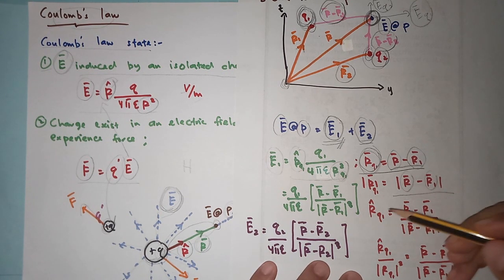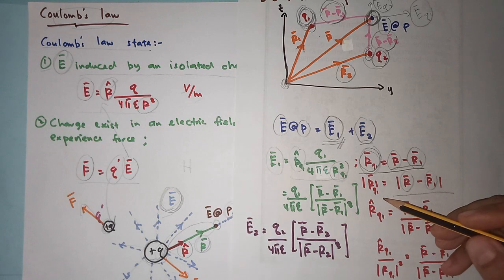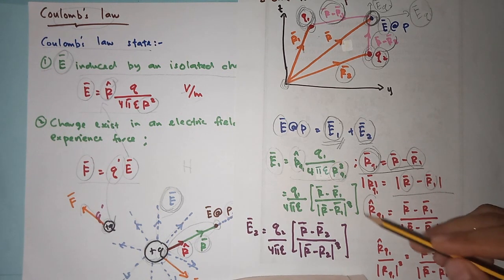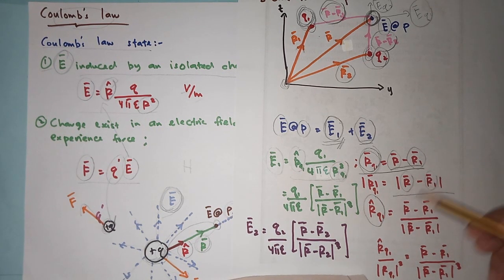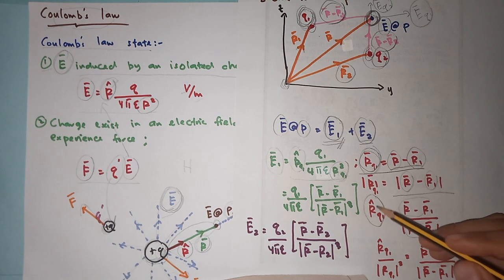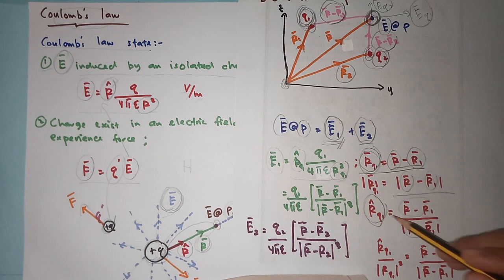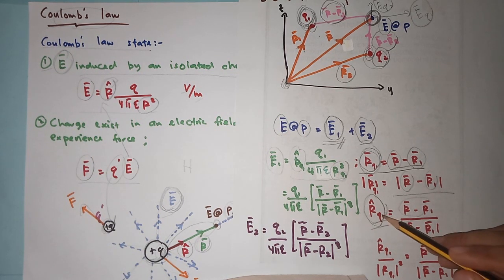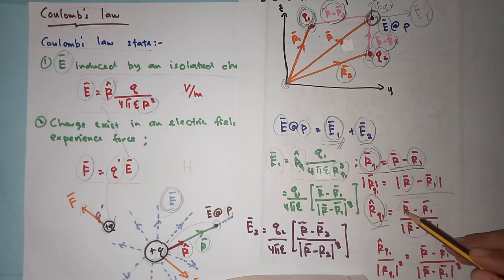With the concept, or by referring to the equation for the unit vector, the unit vector is equal to the vector divided by its amplitude. So therefore, the expression that represents our r cap Q1 is equal to vector R minus vector R1 divided by its amplitude.